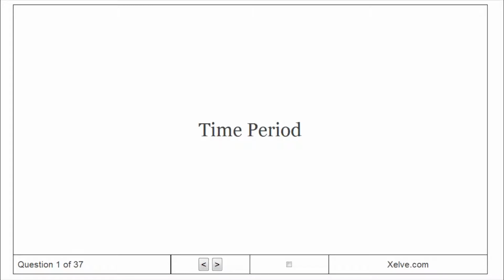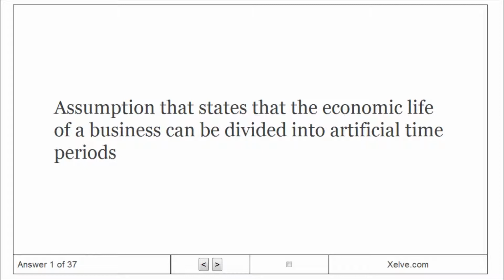Time period. Assumption that states that the economic life of a business can be divided into artificial time periods.